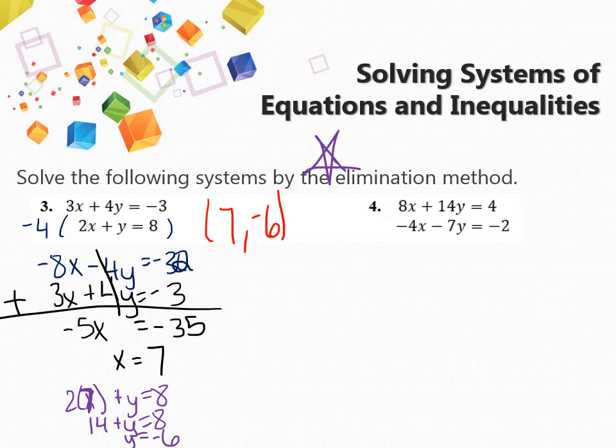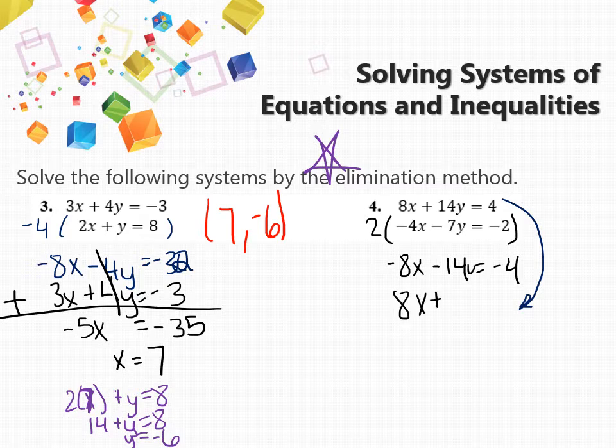All right, let's take a look at the elimination method for the second set. Looks like if I times by 2, it's already opposite signs, and I could get rid of the x's, so let me try that. It would give me a negative 8x, negative 14y, and negative 4. Oh goodness. Watch this. If I bring that first equation down just so I can line them up and see, look at what happens. This is a unique situation.